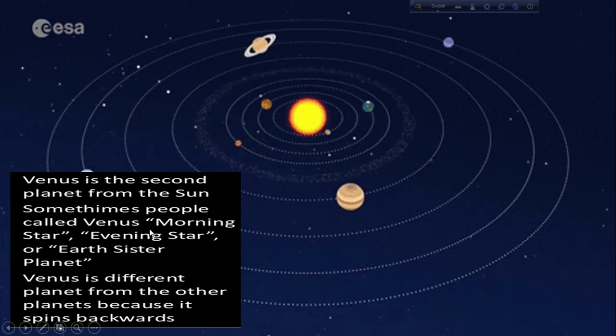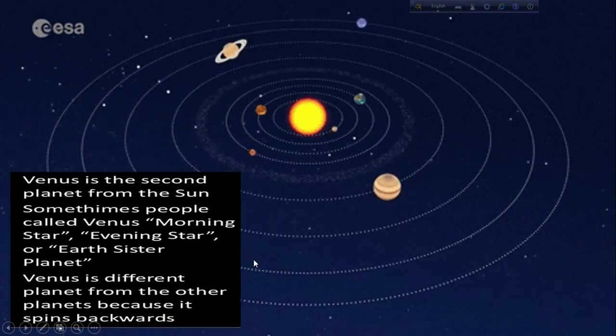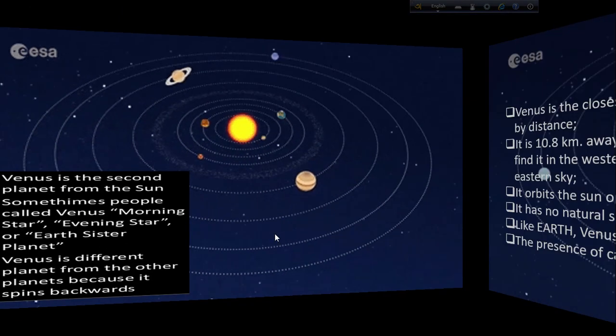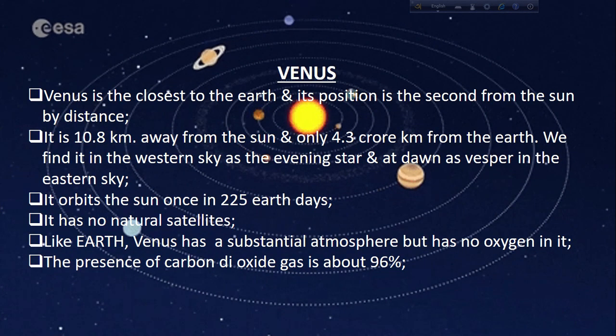Sometimes people call Venus the morning star and evening star, or the Earth's sister planet. Venus is different from the other planets because it spins backwards. So what are the major features of Venus? Venus is the closest to the Earth and its position is second from the Sun by distance.